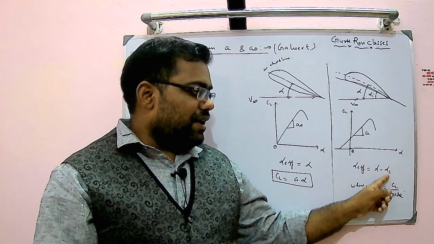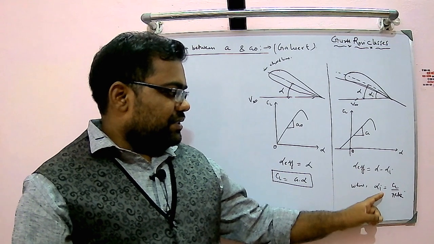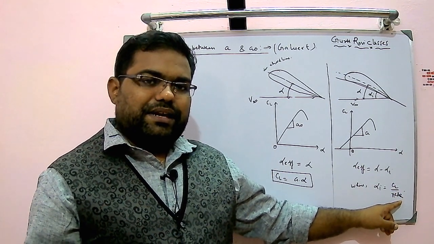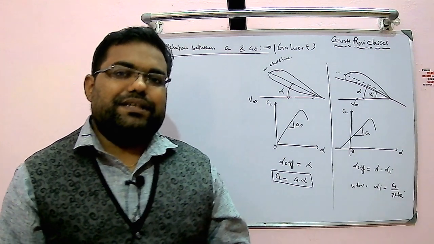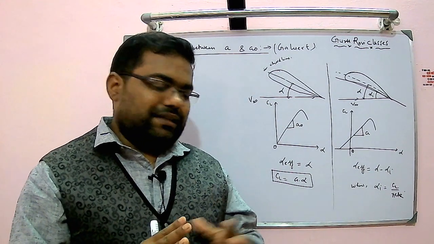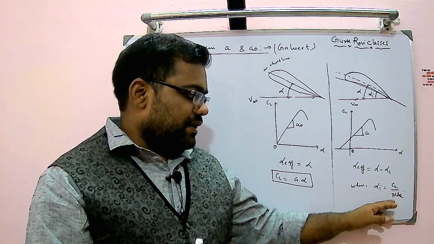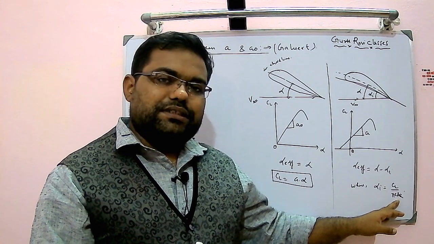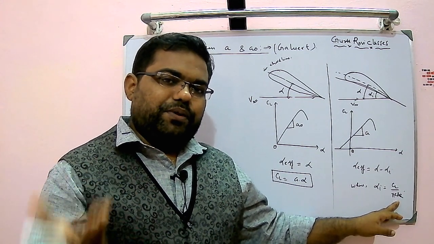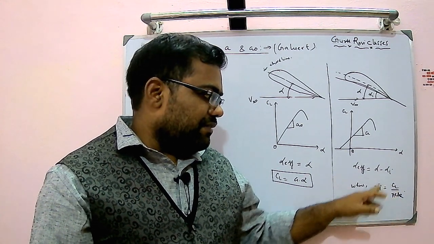This alpha I basically has an empirical relation with CL, given as CL upon pi e AR. This is the empirical relation. A lot of experimentation has been done, and finally they finalized that alpha I is nothing but CL upon pi e AR, where e is the Oswald efficiency factor, already introduced to you in the previous lecture. Its value will be between 0.85 and 1, and AR is the aspect ratio. So CL upon pi AR is alpha I.